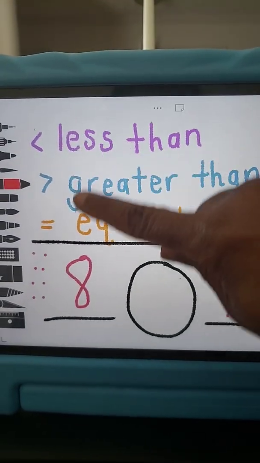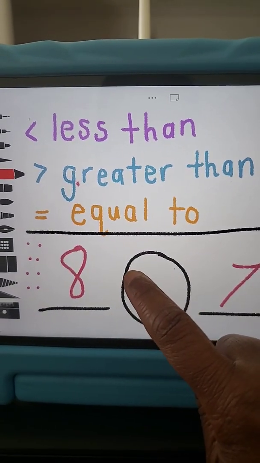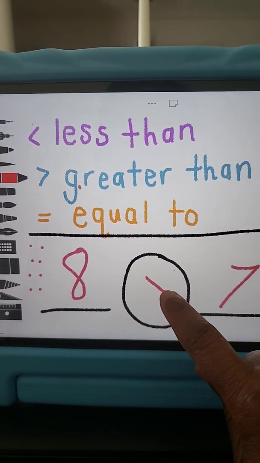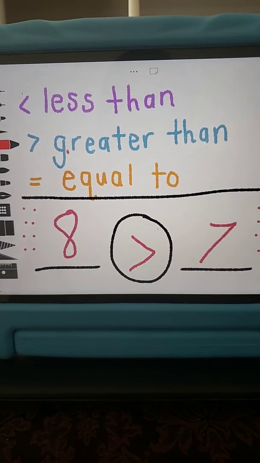So I'm going to use the symbol here, and I'm going to draw that symbol. I'm going to do this and that. Now we have compared the 8 and the 7.